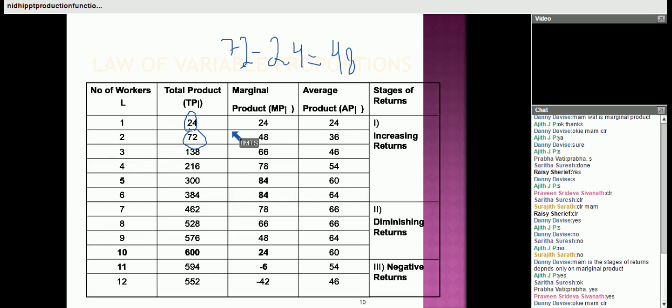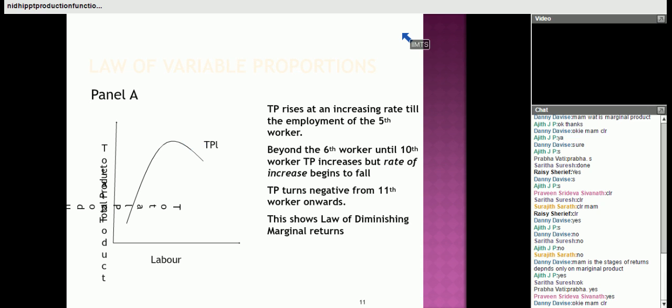So let us go back to that. Till the fifth labor, it is continuously increasing total production. It is increasing at the increasing rate. So when we plot it over here, we can assume this is the best point, the optimum point. This optimum point indicates the fifth unit of labor.